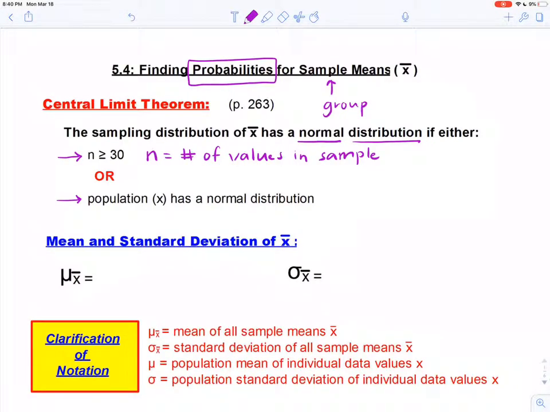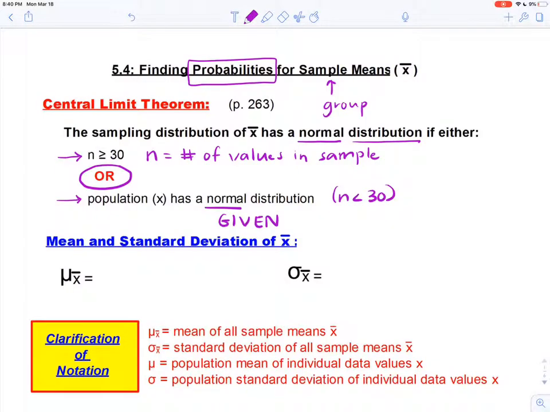So if that's the case, we'll have nothing to worry about, and we'll go through the process of using the normal distribution. If that is not the case, so if we are taking smaller samples, say our sample size is 20 or 15, then we're going to have to make sure that we are given that the data follows a normal distribution. So again, this is an either or. We're going to check to make sure one or the other of those two things is met.